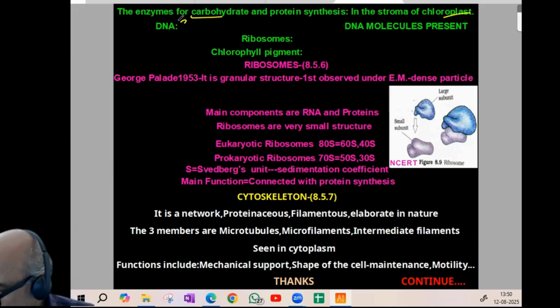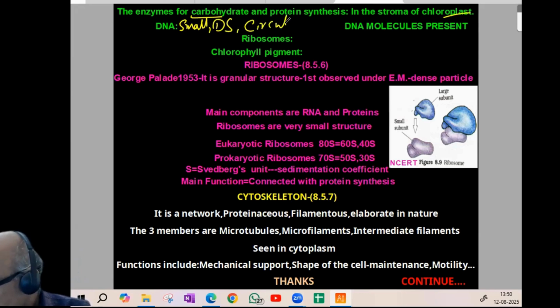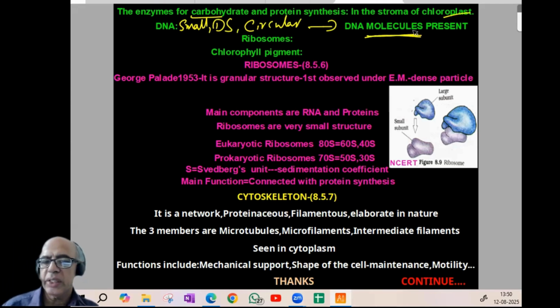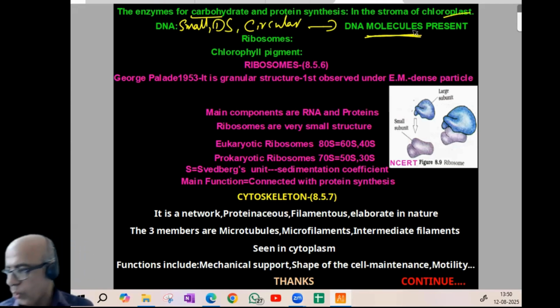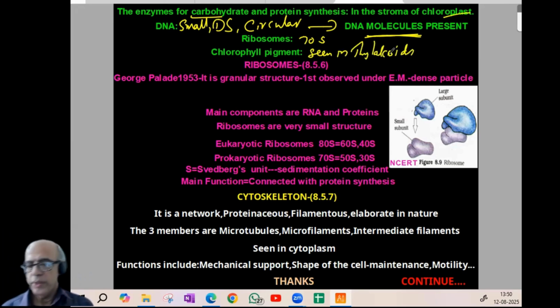DNA will be small, double-stranded, circular. DNA, next word, molecule. In the previous case, what we discussed was molecule. Here it is molecules. That is DNA. Ribosome present, it is 70S. Chlorophyll pigment is normally seen in thylakoids. All NCERT. That is why I told you it is a quick reference. Thylakoids. That is regarding chloroplast.